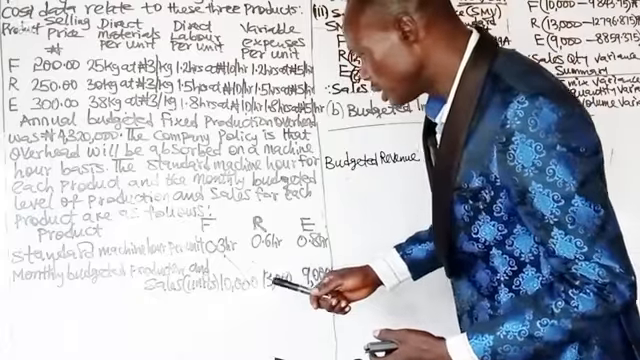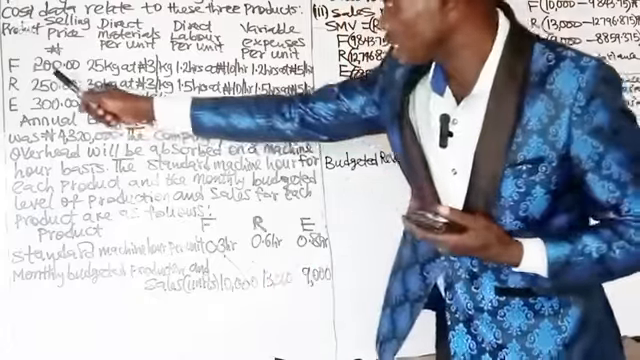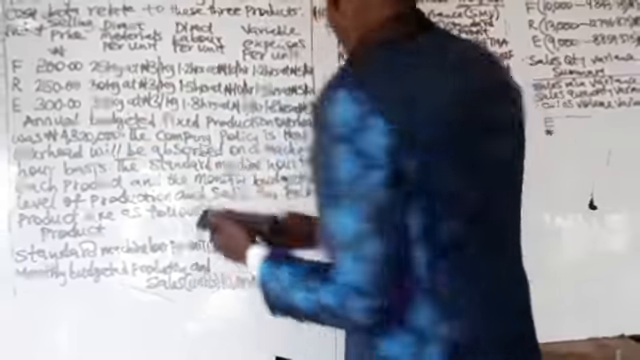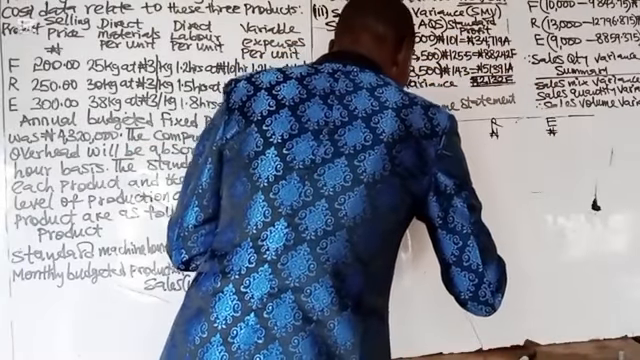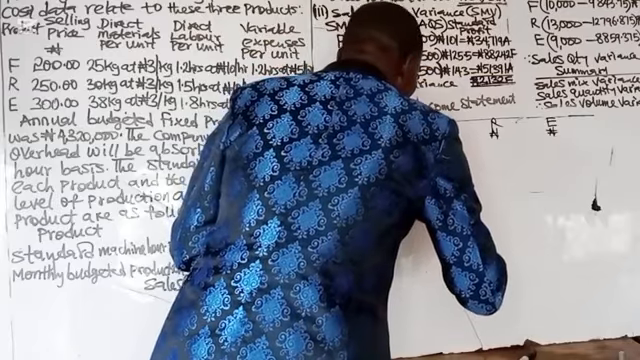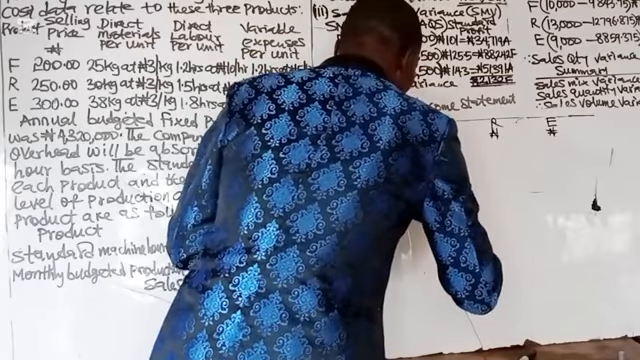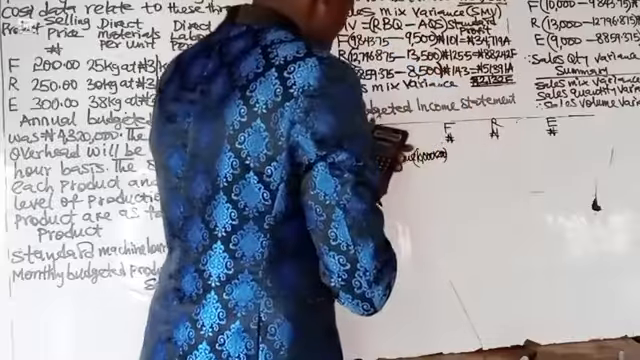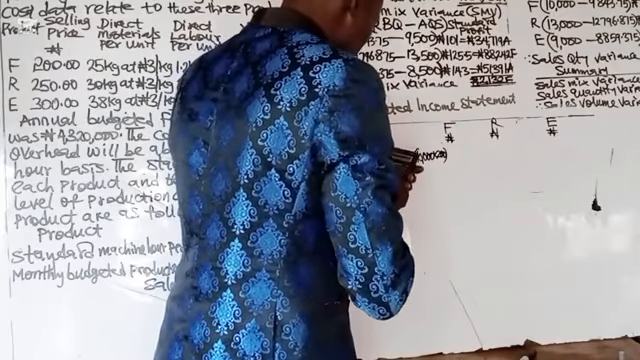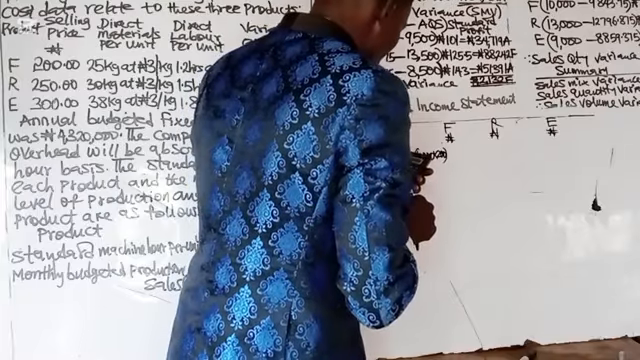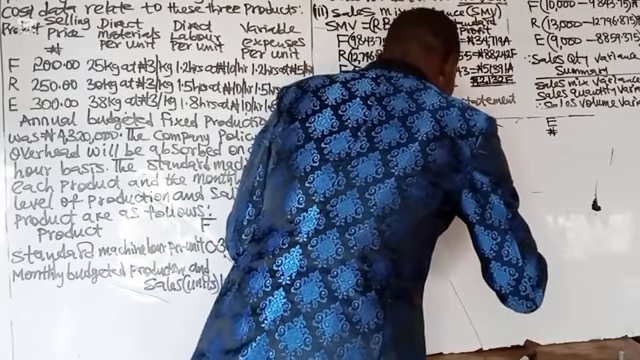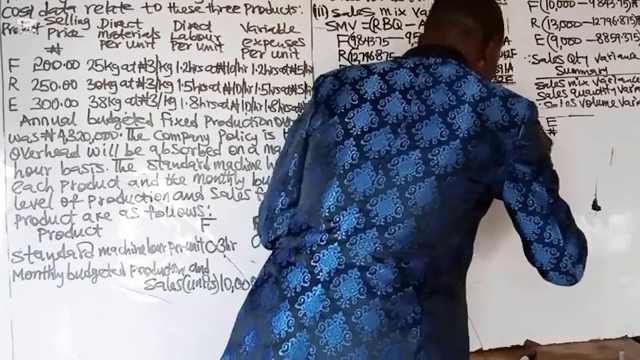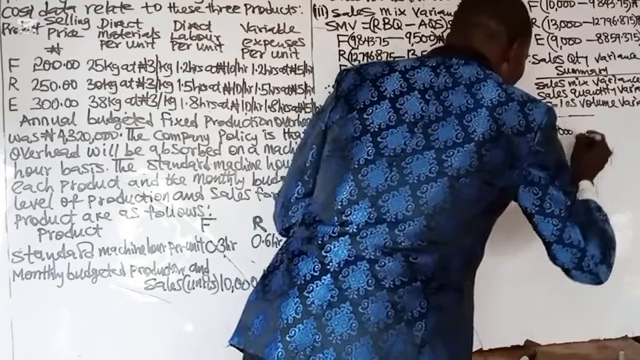Budgeted revenue will be budgeted quantity times the standard selling price. So for F, we have 10,000 times 200. That gives us 2 million naira. Let me keep 3 zeros at the top. Let me add total column.